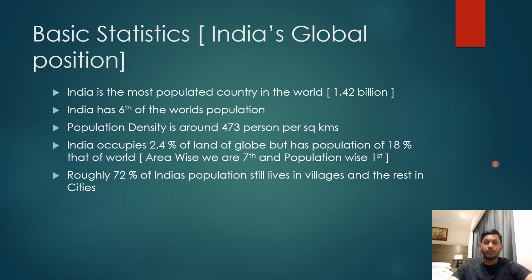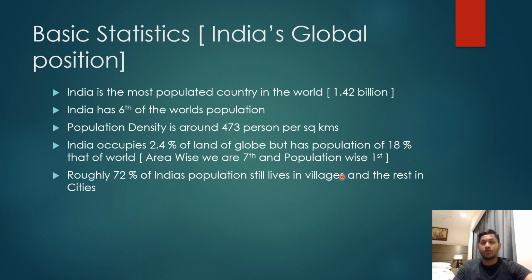Then India occupies 2.4% of the globe but has a population of 18% that of the world. So again, an important statistic. Area wise, as I've given in the brackets also, we are seventh and population wise we are first. So we are having very less geographical space, but when it comes to the number of people, more people are packed in that space. Roughly 72% of India's population still lives in villages and the rest in cities.